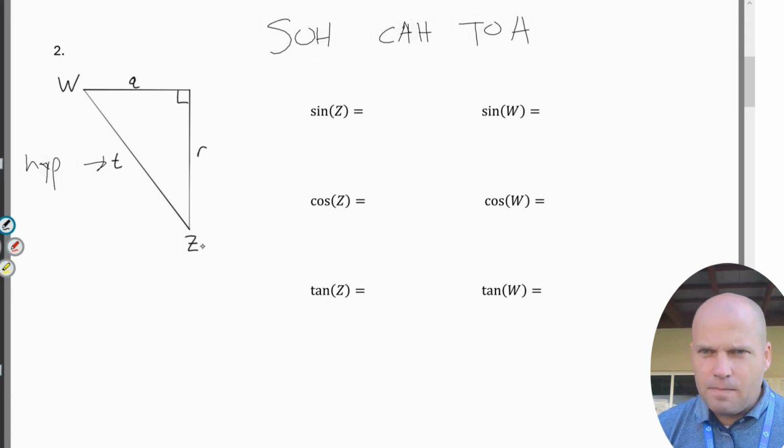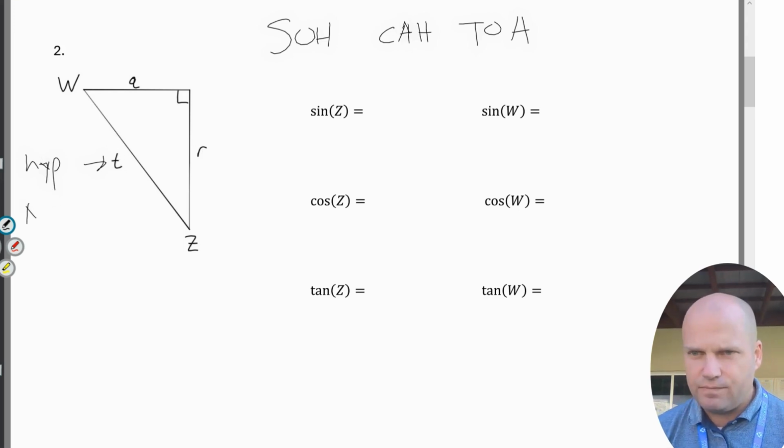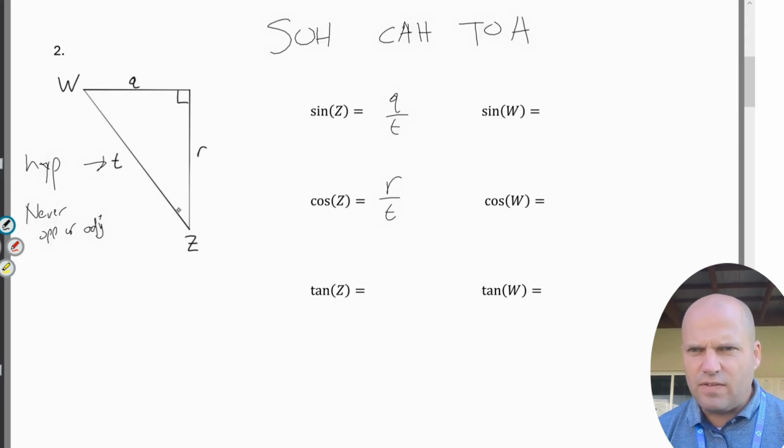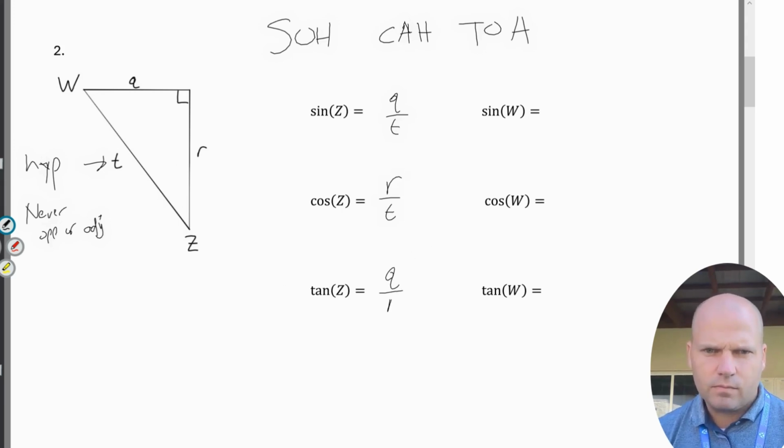Here is Z. This would be opposite Z. This would be adjacent to Z. This is the hypotenuse. It's never opposite. It's never adjacent. Okay. We refer to the ratios of the side lengths, like we did last unit. The sine of Z, Q over T. The cosine of Z would be R over T. The tangent of Z would be Q over R.